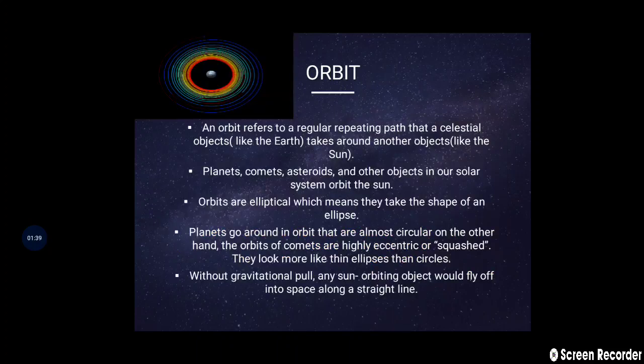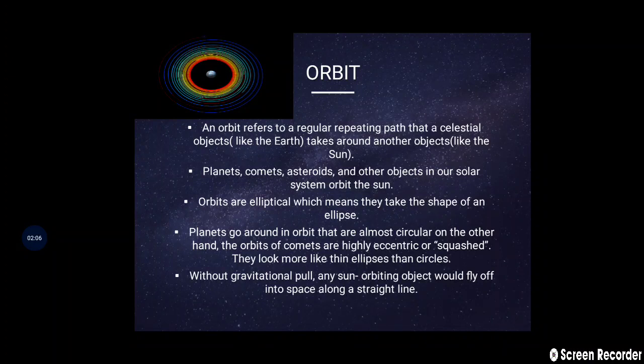The next topic is orbit. An orbit refers to a regular repeating path that a celestial body or object, like our own Earth, takes around another object like the Sun. Planets, comets, asteroids, and other objects in our solar system orbit the Sun. Orbits are elliptical, which means they make the shape of an ellipse.